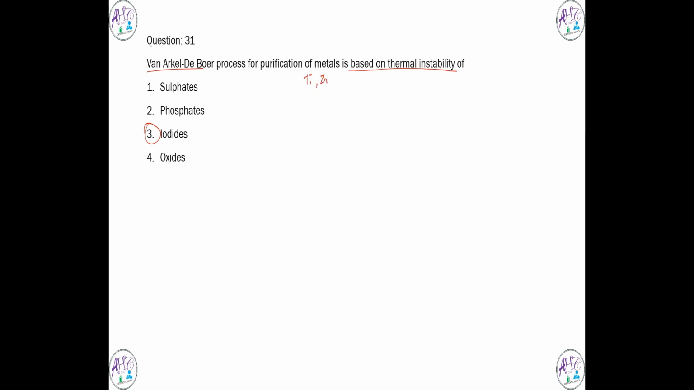What they do is heat the impure metals of titanium and zirconium with iodine, so that they get the purified titanium and zirconium. So in this process there will be a thermal instability of iodides, which actually makes the metal purified. Next question.